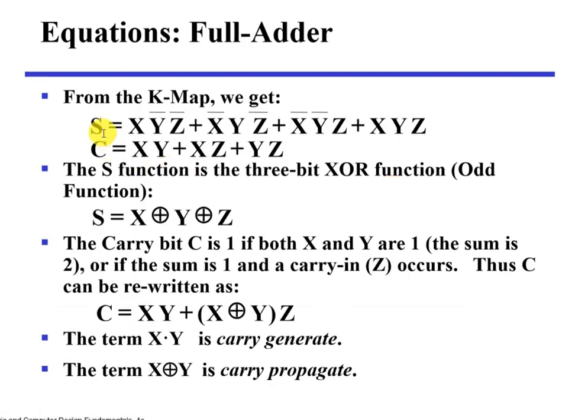So from the K-map, we obtained the following representation: S for the sum, which is the exclusive OR of 3 variables, and this one is the carry, as we said. Then rewriting the C in this form allows us to interpret the first term as the carry generate, and the second term as the carry propagate.